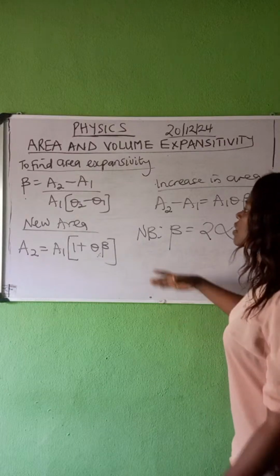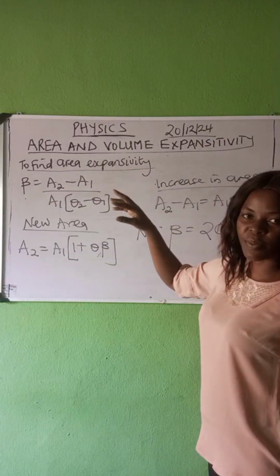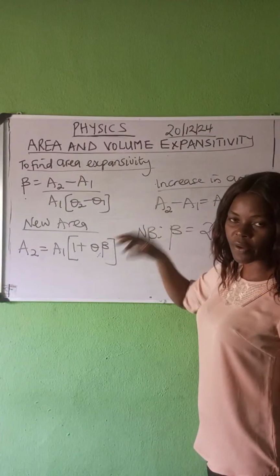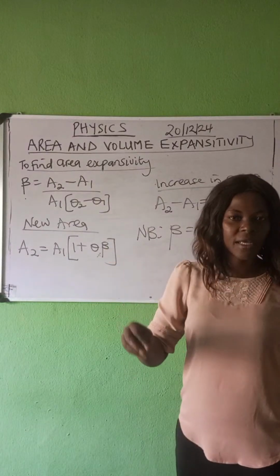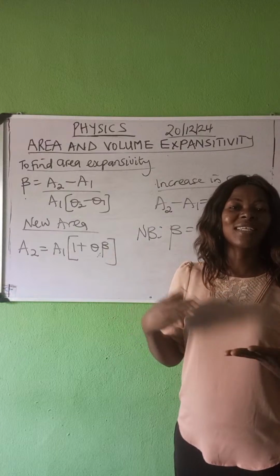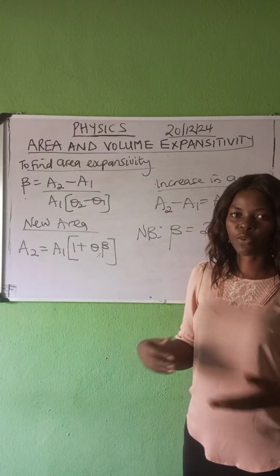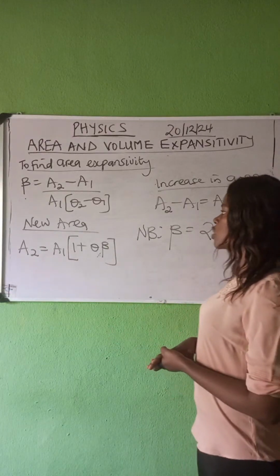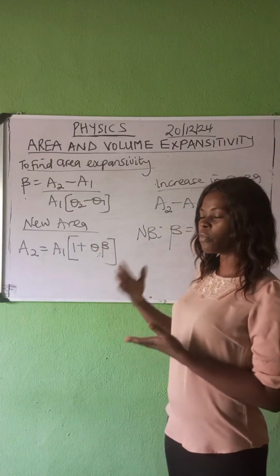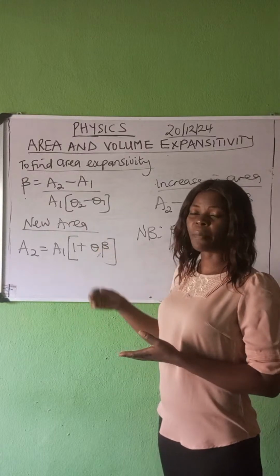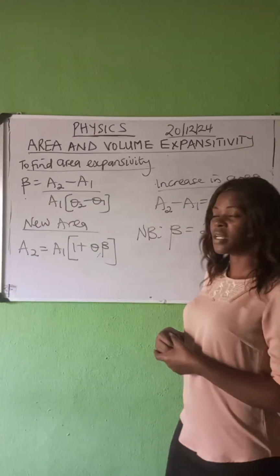I said that the way we solve for linear expansion is similar to that of area expansivity. The only difference between linear and area is that you are considering the length and the breadth of a solid when it is being heated. So the same formula we apply to linear expansivity, the same mode of solving is still applied to area expansivity. Is that clear?